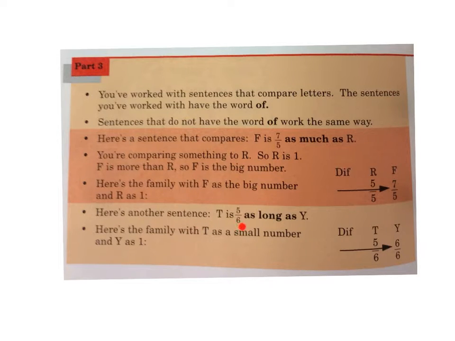So here's another sentence. T is 5/6 as long as Y. So here's the family with T as the small number and Y as 1. So we know T, and since we don't know Y, we're going to make Y a fraction of 1. But this time, the fraction of 1 is the big number because the fraction that they gave us, 5/6, is less than 1. So if this is less than 1, we know that 1 is bigger and will be the big number. And then we solve for the difference just like we always do.